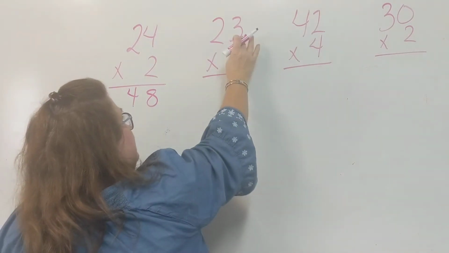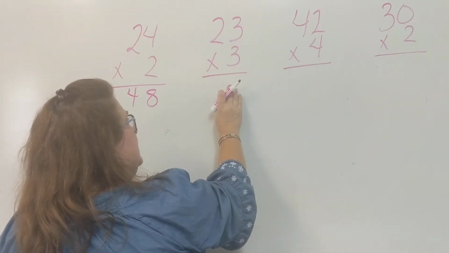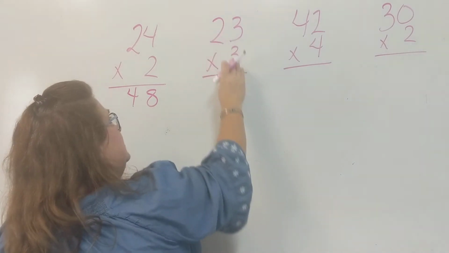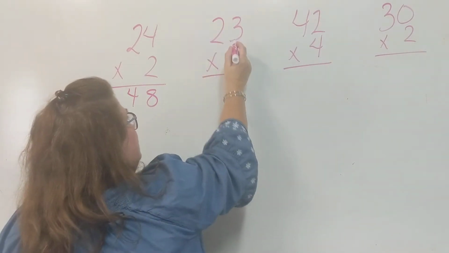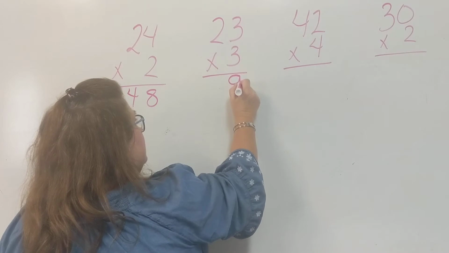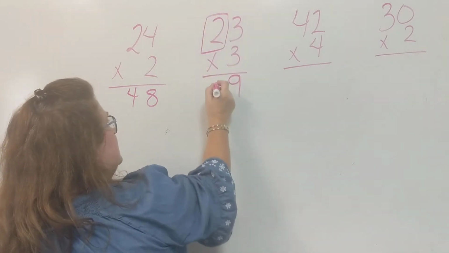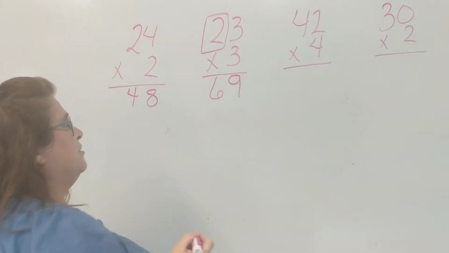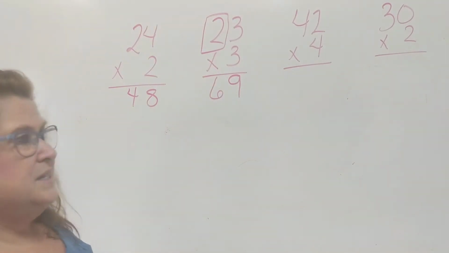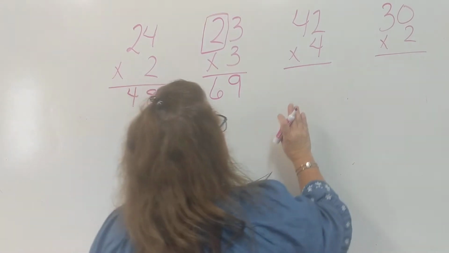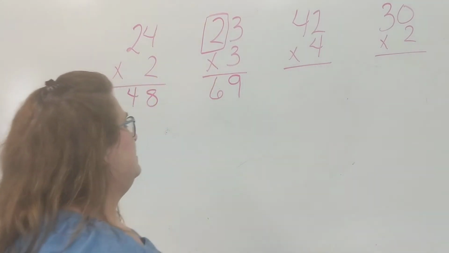We're going to multiply the 3 in our ones place times 3. Then we're going to multiply the 2 in our tens place times 3. So 3 times 3 equals 9. Now we're going to go to our 2 and say 2 times 3 equals 6. So the product is 69. All right? Next we have 42 times 4.